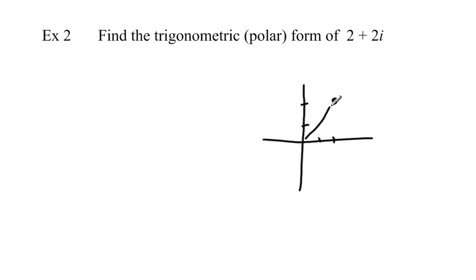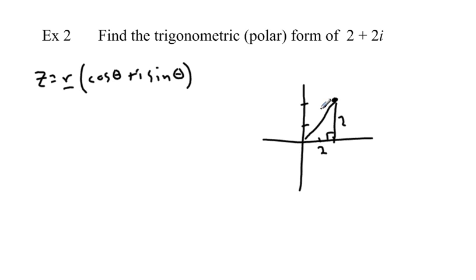I'm going to make a right triangle out of this. So this is 2 to the right, 2 up. Now, trigonometric form looks like this. A complex number is r times the cosine of theta plus i times the sine of theta. It looks really complex, right? It looks really difficult. R is just this magnitude. I'm going to label that R. Theta is just this direction angle.